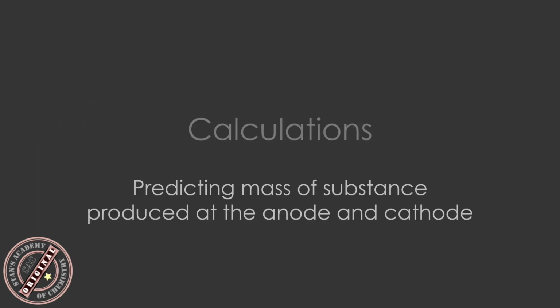We're going to do some calculations involving electrolytic reduction. In order to do that, we will need to recall some of the equations that we may have learned in grade 9, and also look at some general concepts for determining the number of moles of electrons that are flowing through a circuit. So we are going to predict the mass of substances that are produced at the anode and the cathode.